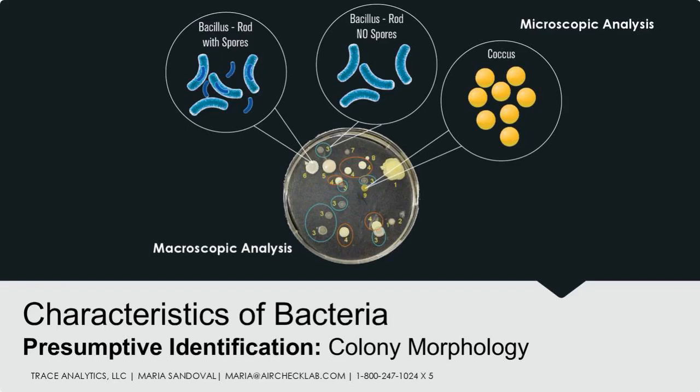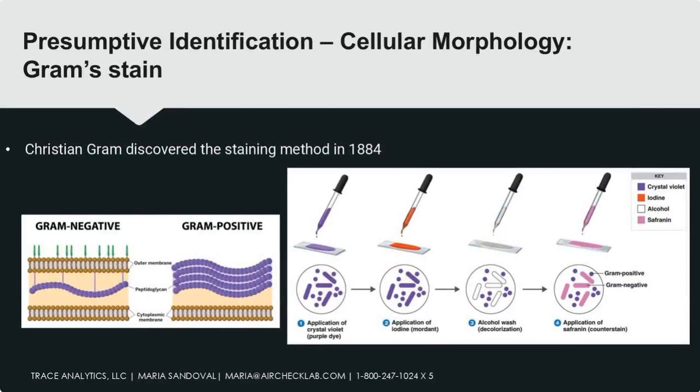So gram negative rods will never look like a coccus, right? They're never going to look like a basketball. A rod will look like a rod. So if you care about gram negative rods, then maybe you want to do cellular morphology identification, still considered presumptive.